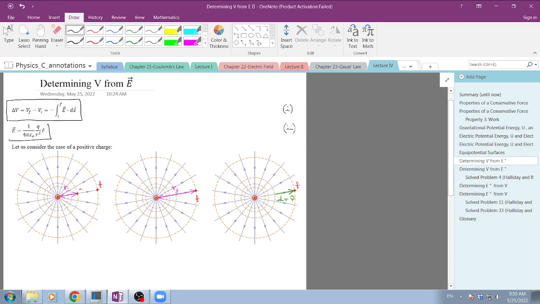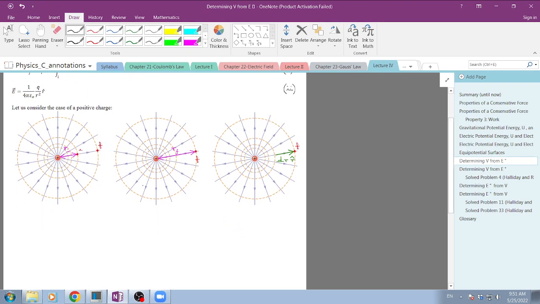And I'm going to use this expression here that represents the electric field generated by a single charge. Then I'm going to consider the case for a positive charge, and I'm imagining that I'm moving this charge from this point here, I initial, to this point here, F, from higher to lower potential. Okay, so let's do this. What I'm doing first, let's put some lines here.